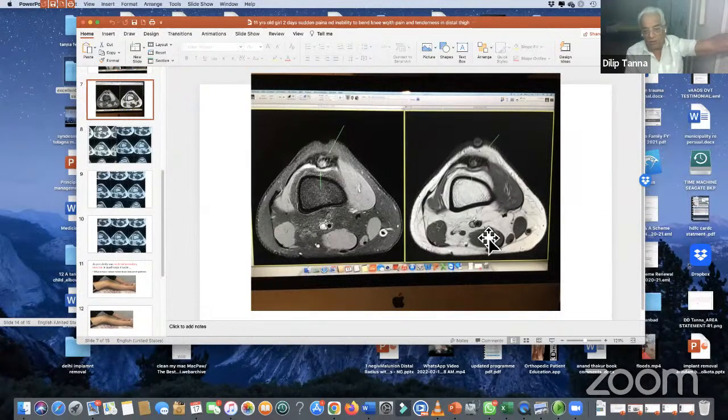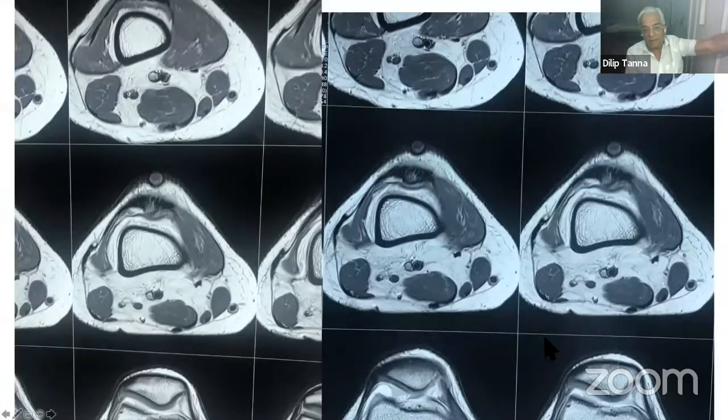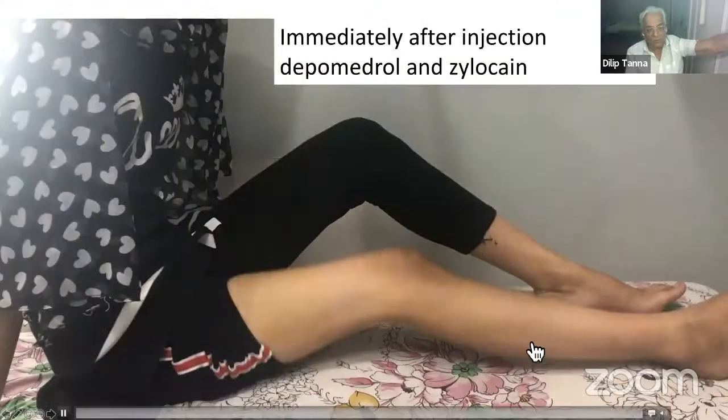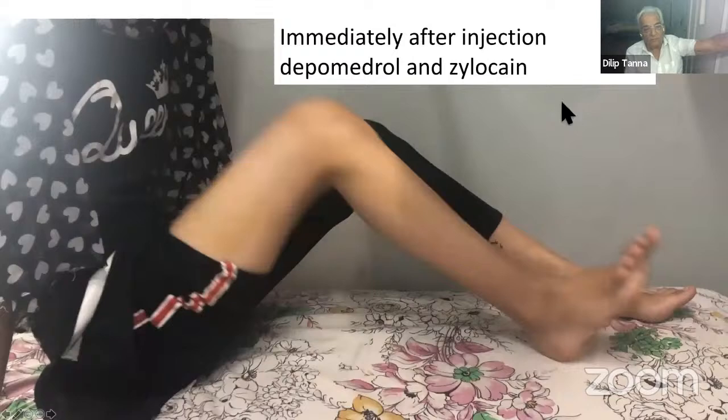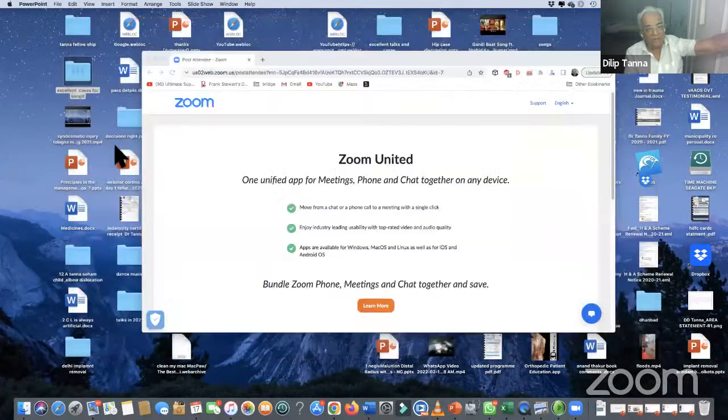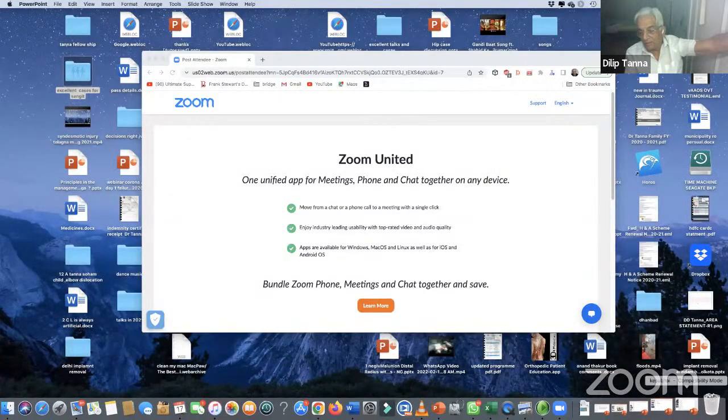And as you said, I had not put an antibiotic. Only the local Depo-Medrol was given and the whole thing held up. So it was just an observation, and I felt this was a very odd observation. That's the reason I'm presenting this case.